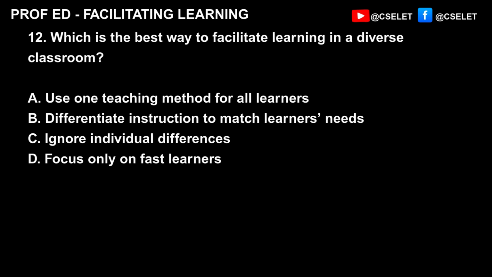Which is the best way to facilitate learning in a diverse classroom? A. Use one teaching method for all learners. B. Differentiate instruction to match learners' needs. C. Ignore individual differences. D. Focus only on fast learners.